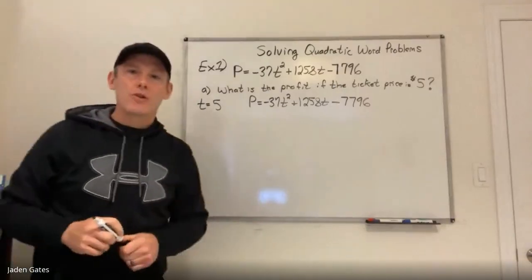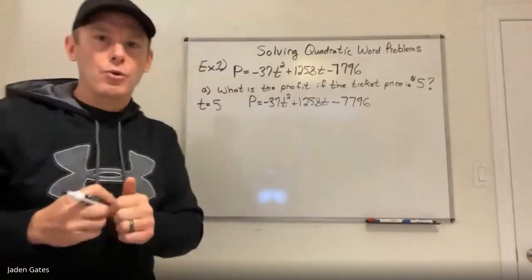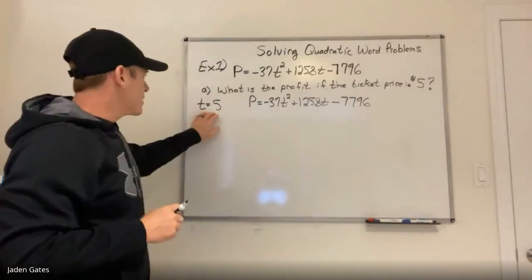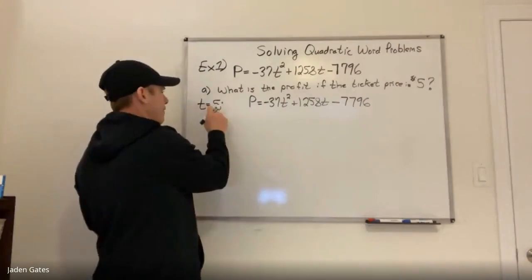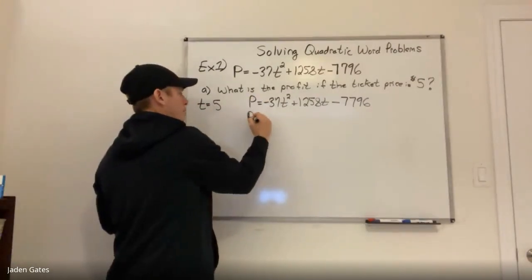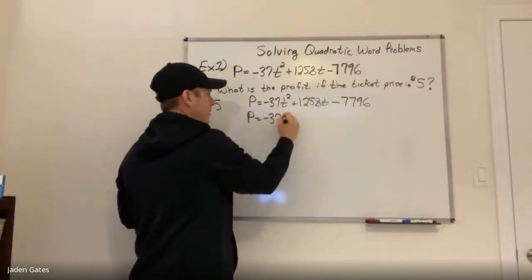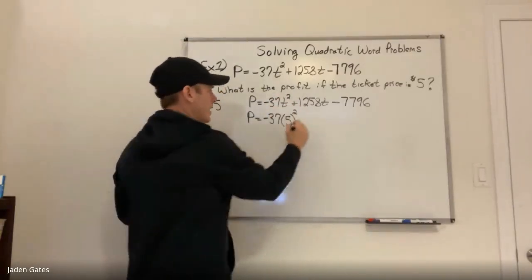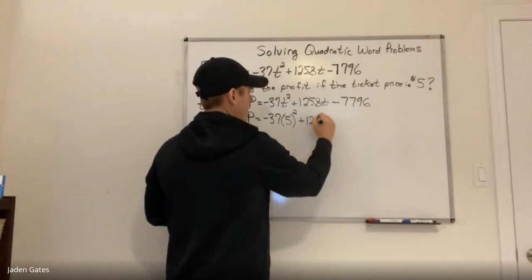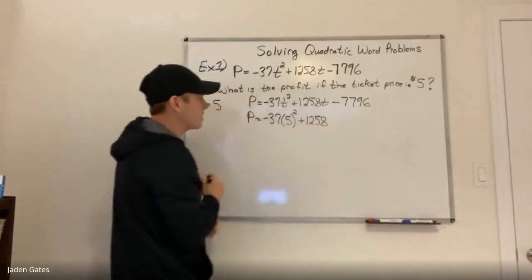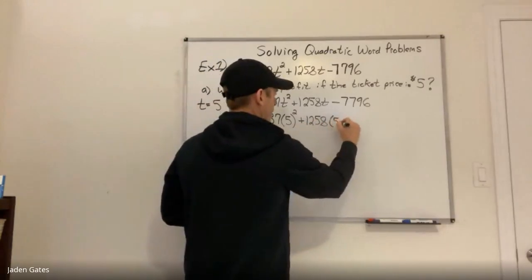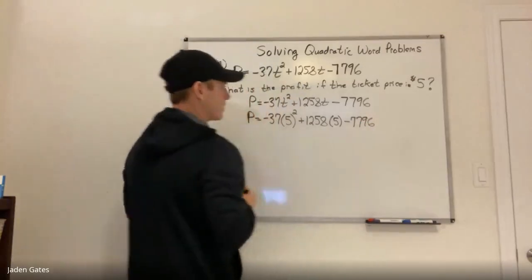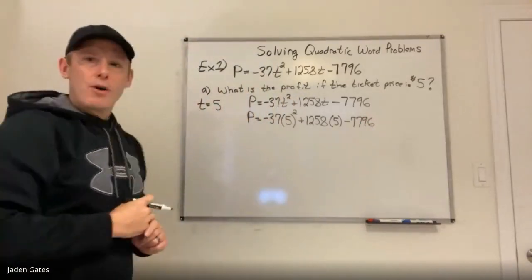All right. So now, again, when you're solving, you have to substitute in the known values and then solve for the other. We have the T. So I'm going to substitute in a 5 for T. So I have my profit is equal to negative 37 times, instead of T squared, a 5 squared, plus 1,258 times T, which again, the T is 5, minus 7,796.